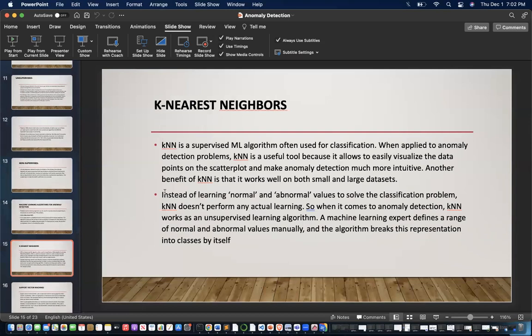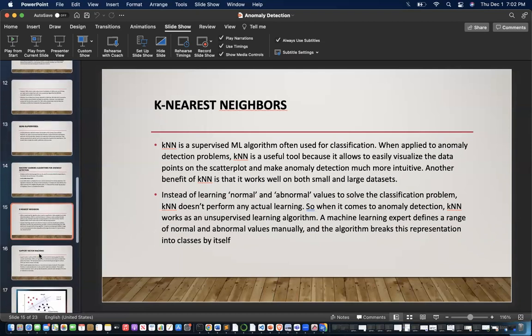The k-NN, k-nearest neighbors. The k-NN is a supervised ML algorithm often used for classification. When applied to anomaly detection problems, k-NN is a useful tool because it allows you to easily visualize the data points on a scatter plot and make anomaly detection much more intuitive. Instead of learning normal and abnormal values to solve the classification problem, k-NN doesn't perform any actual learning.